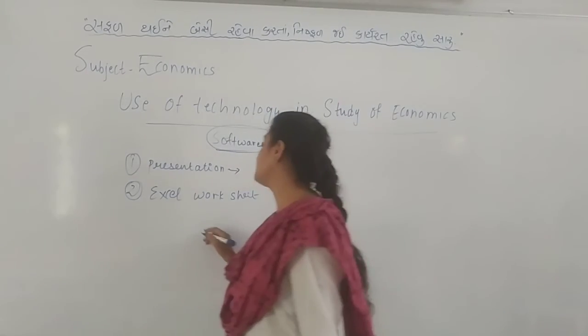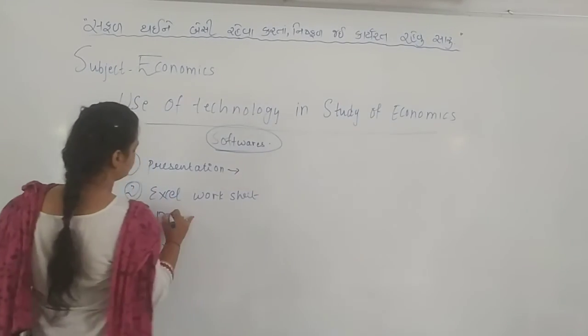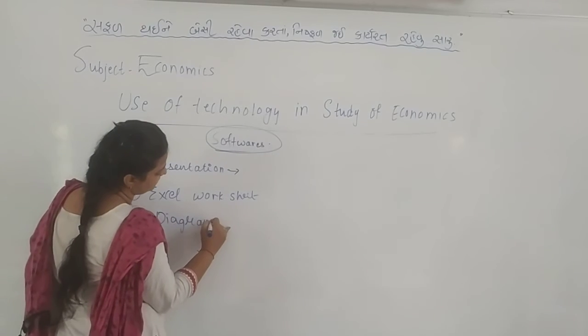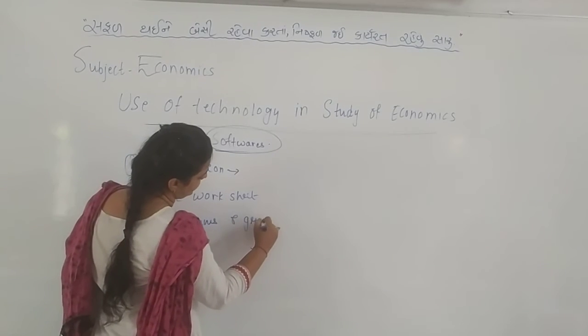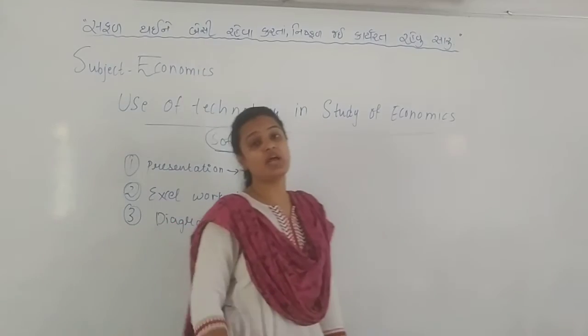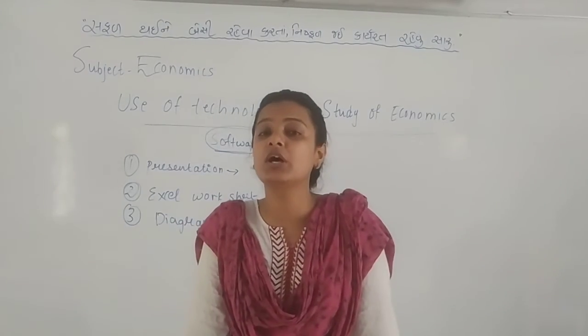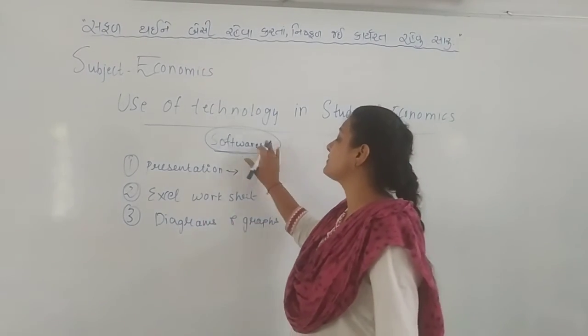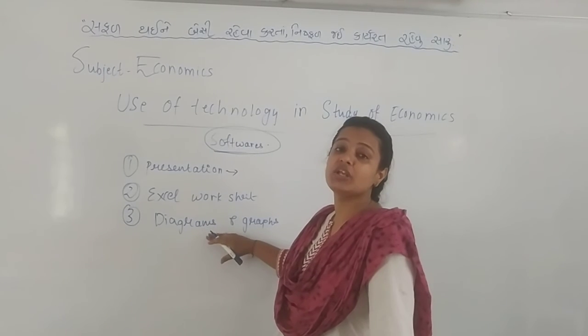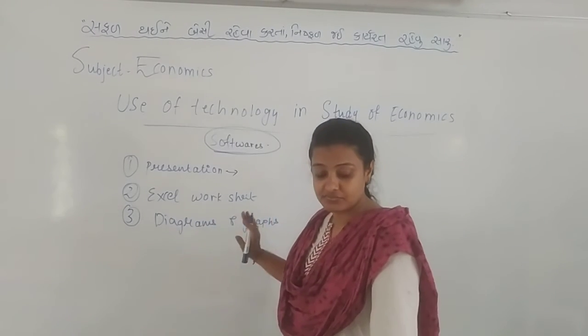Third is diagram and graph. So data is given, so you just have to put in the formula, or with the help of some software you can easily represent your data in a diagram or graph.